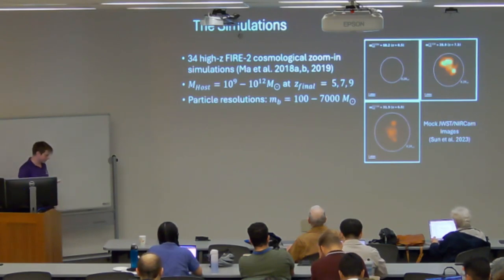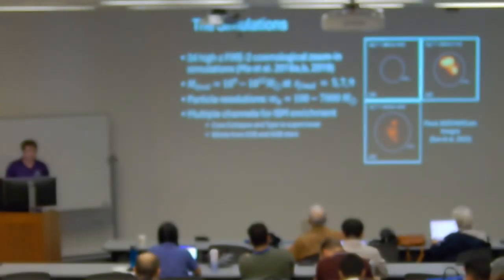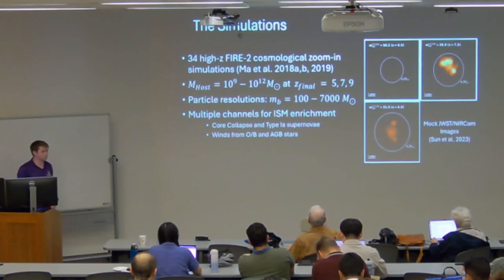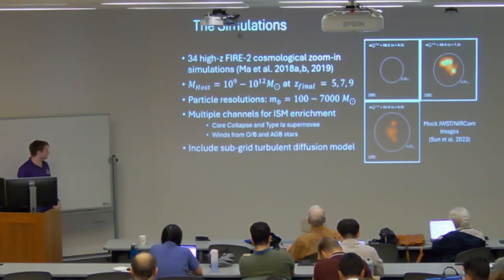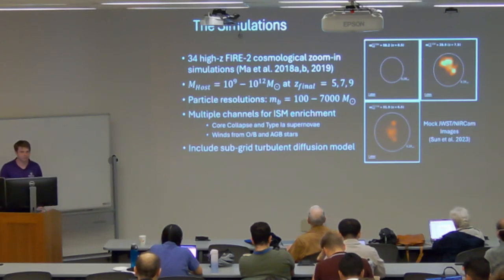But important for my work, these simulations include multiple channels for ISM enrichment, including core collapse and type Ia supernovae, as well as winds from OB and AGB stars. And also they include a subgrid turbulent diffusion model allowing nearby gas particles to exchange metals with one another.